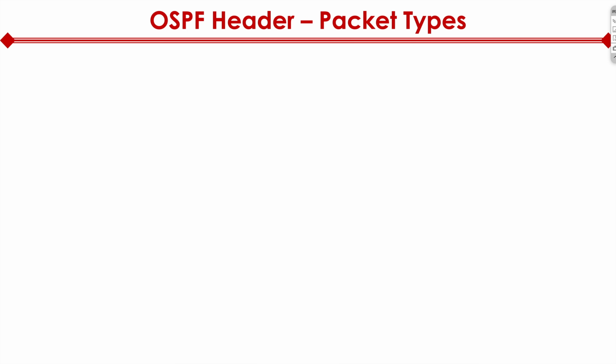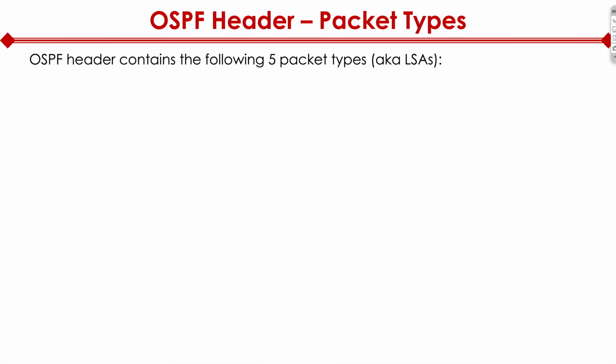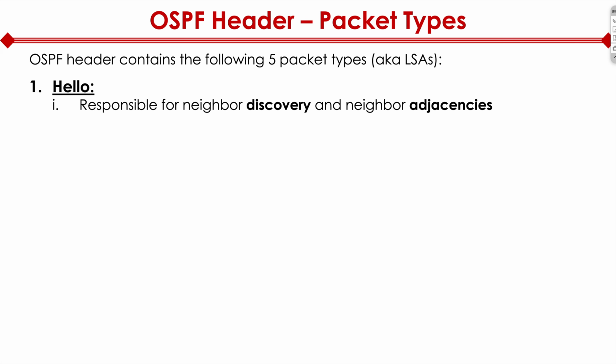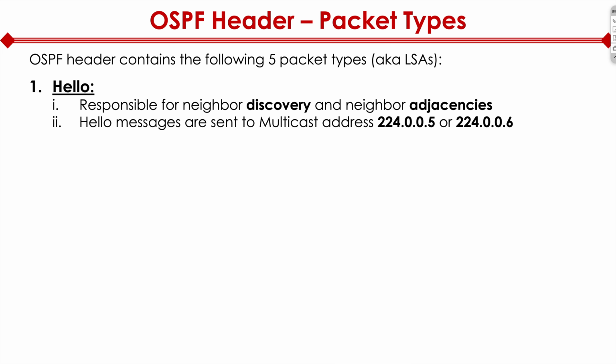Within an OSPF header, there's a field called packet type. Let's zoom into that field within the OSPF header, also called LSAs or link state advertisements. What that packet contains is a hello message. That's what's responsible for neighbor discovery and neighbor adjacencies. These messages are sent to multicast address 224.0.0.5 or 224.0.0.6. Now let's pause here for a moment.